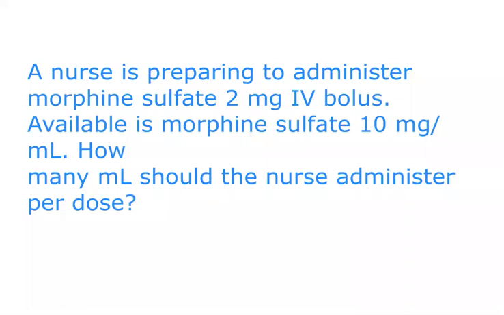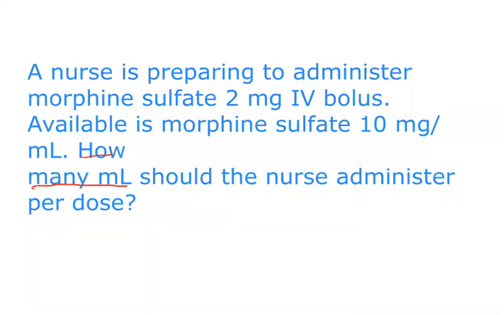So, all right, the question says a nurse is preparing to administer morphine sulfate 2 milligrams IV bolus, and then what's available is 10 milligrams per milliliter. And the question is, how many milliliters should the nurse administer per dose?